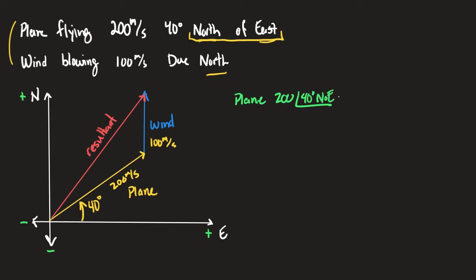and convert them to rectangular coordinates. Now, the wind doesn't really need any conversion because it's due north. It's pretty easy. So when I say I need to convert them, what I mean is you need to find the x and the y component for each vector. The wind doesn't have an x component, so it's just 0 and 100. But the plane does.